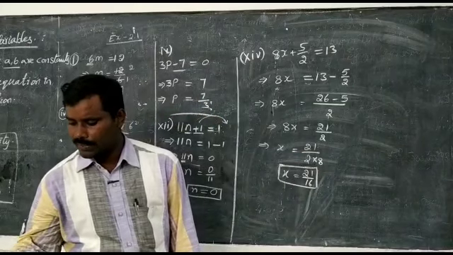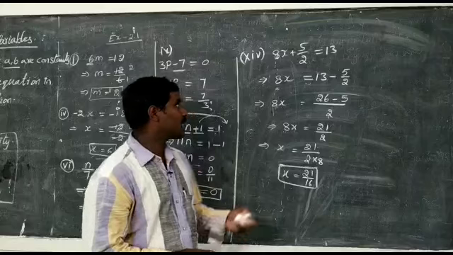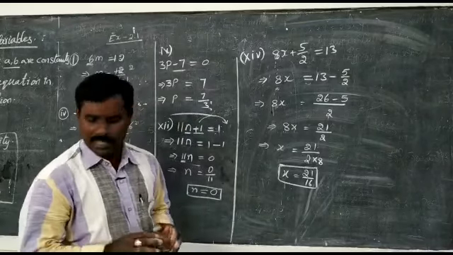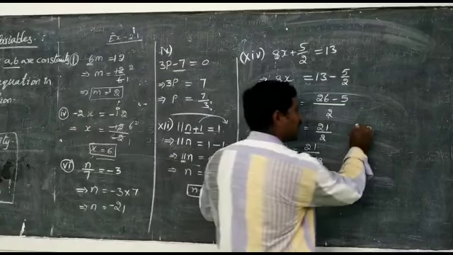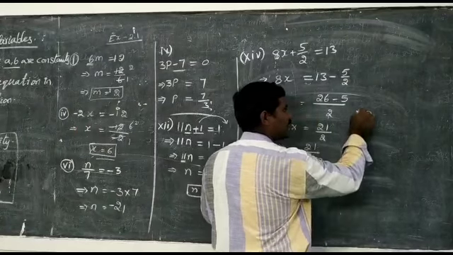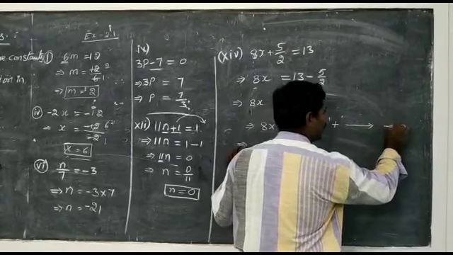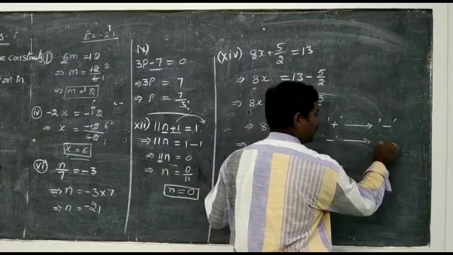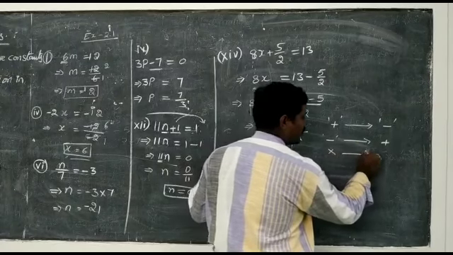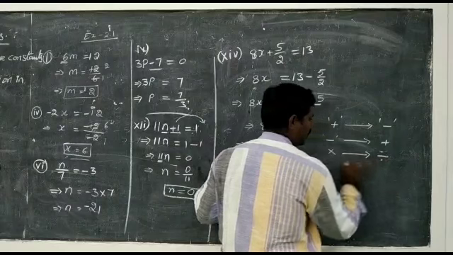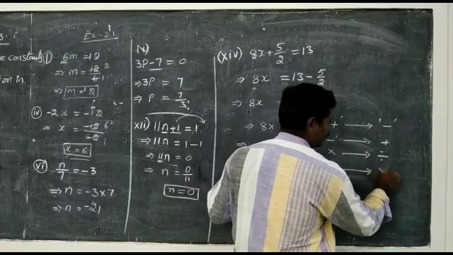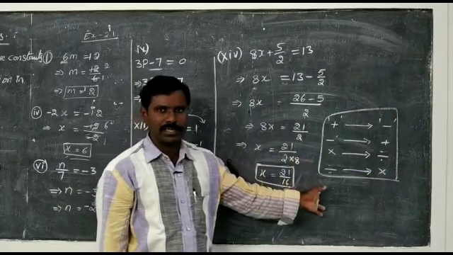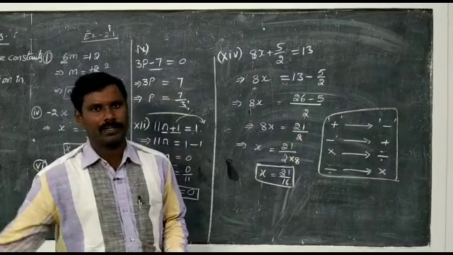Like this you have to complete all 14 problems. We have completed some problems; the remaining you have to complete. Only the concept is transpose. If you transpose plus to the RHS side, it is minus. Minus will transpose to plus. Multiplication will transpose to division. Division will transpose to multiplication. Based on these 4 points, we can complete exercise 2.1. Thank you.